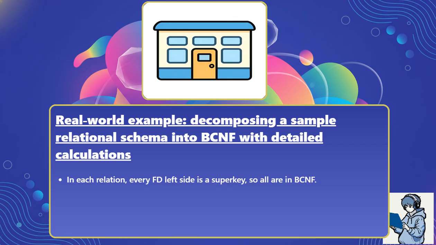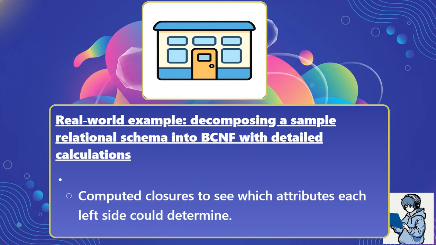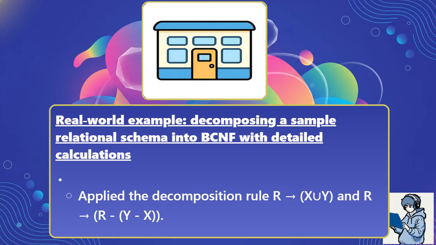Verification. In each relation, every functional dependency left side is a superkey, so all are in Boyce-Codd Normal Form. The join of R2, R3, and R4 on the common attributes course ID and instructor is lossless because the intersections are keys. What we did mathematically, we computed closures to see which attributes each left side could determine. We applied the decomposition rule. Relation R goes to X union Y, and relation R goes to R minus Y minus X.